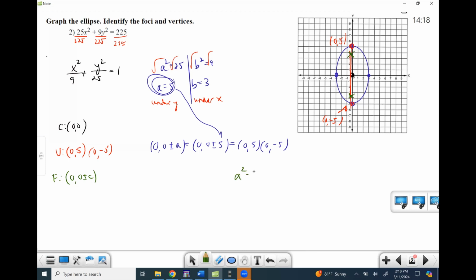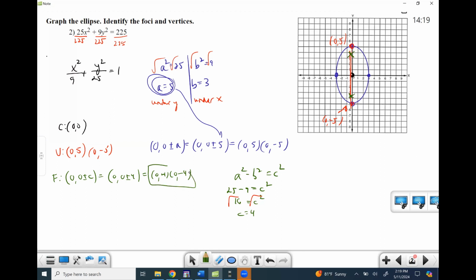So remember, it's a squared minus b squared equals c squared. And we already know the a squared and the b squared, so we might as well plug those in. So 25 minus 9, which is 16. And we'll just square root to find that c equals 4. All right, so then over here, we're going to do 0 plus or minus 4. So that's going to give us 0 plus 4 is 4, and 0 minus 4 is -4.